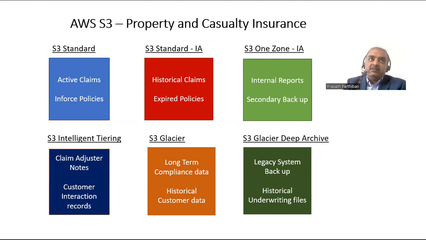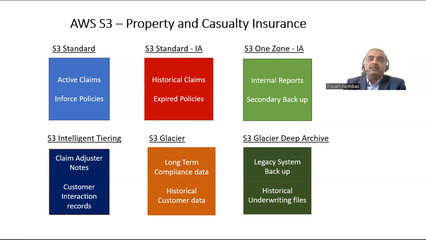So what kind of PNC insurance data can you store? For example, if there is an internal report which is not that critical, or if there is a secondary backup, apart from the primary backup, that you want to store for some reason, those kinds of data can be stored in S3 one zone IA. Because it's only one availability zone, the cost is going to be less compared to S3 standard and S3 standard IA. The next one is S3 intelligent tiering.